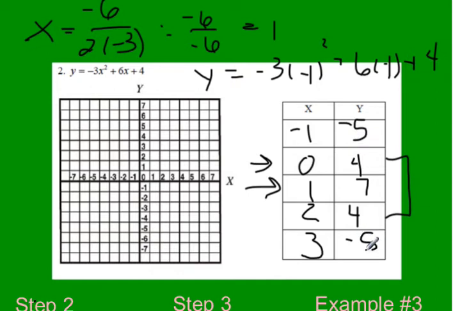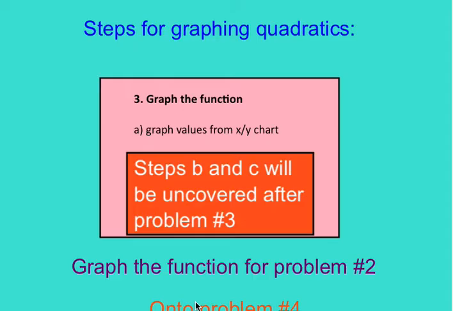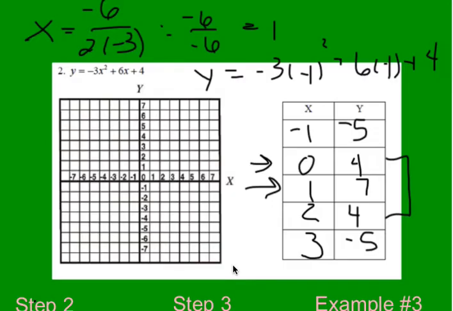Now let's take a look at step number 3 for graphing this quadratic. For step number 3, you're going to graph the problem. We're just going to plot each of those points. Then we want to take a look at problem number 2. So let's go ahead and graph these points. For our vertex, we're going over 1, up 7.